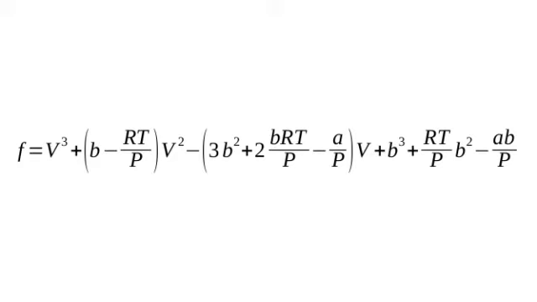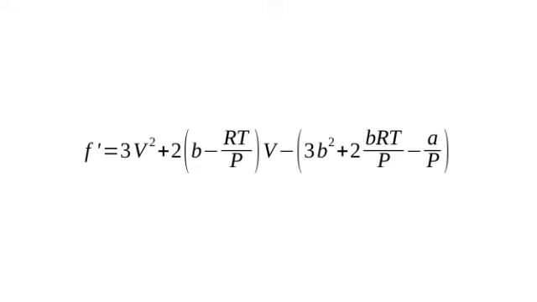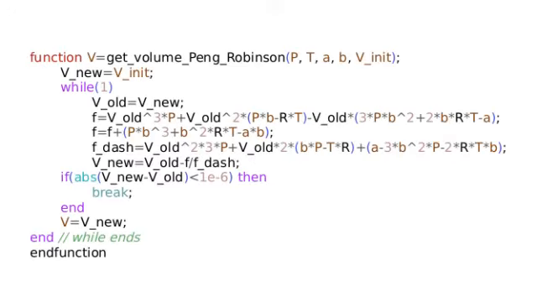Now we have defined a function by converting the previous equation into a cubic form, and this function will be used in the Newton-Raphson method. This is the differentiation of the function. Now you see the Scilab code, and a function has been defined here, get volume Peng-Robinson. The form of this function is the same as the previous two functions, and there is a while loop. We repeat the while loop until the difference between two volumes becomes very small.